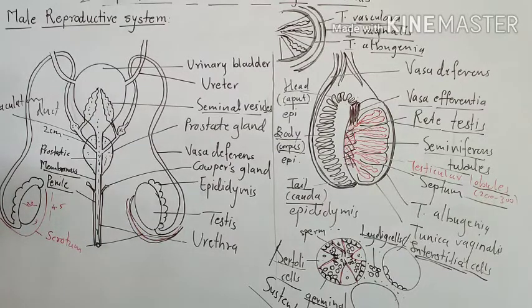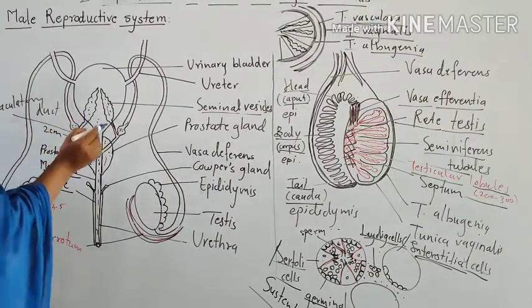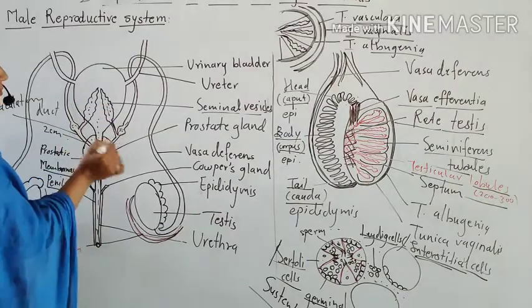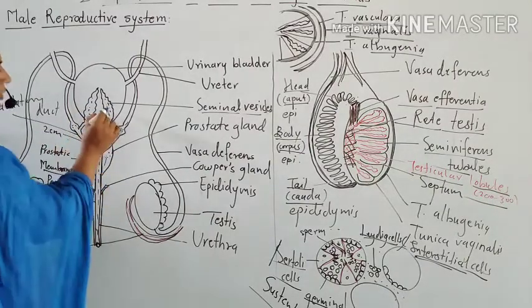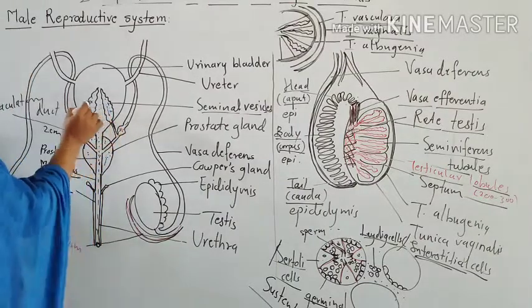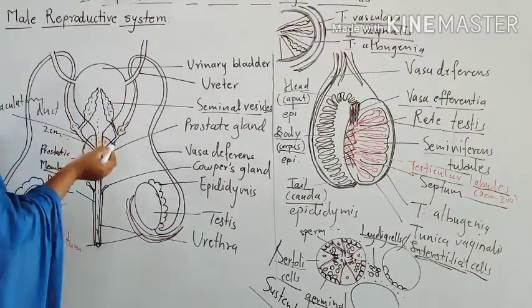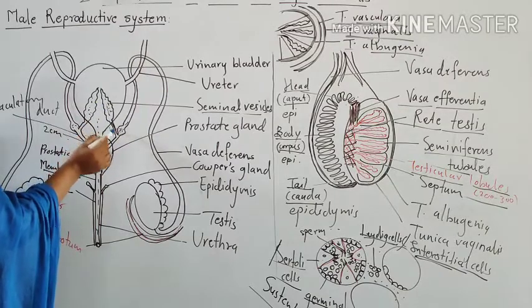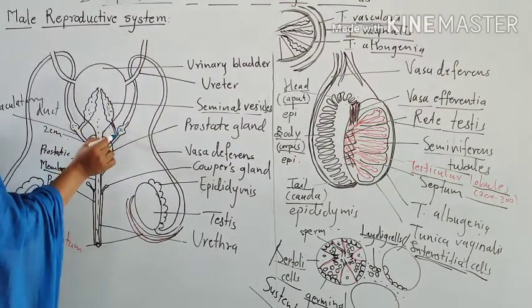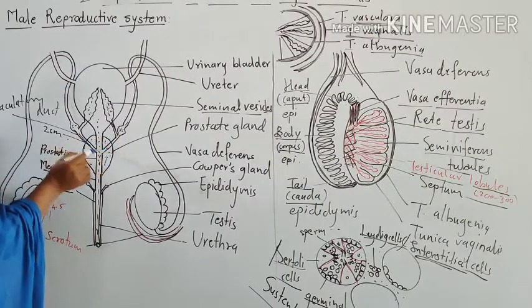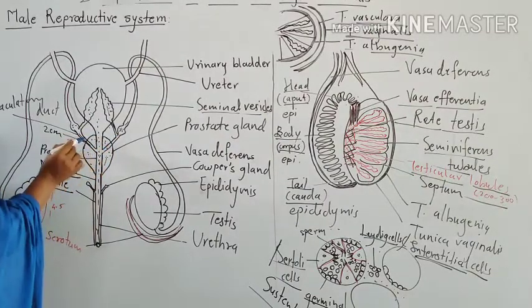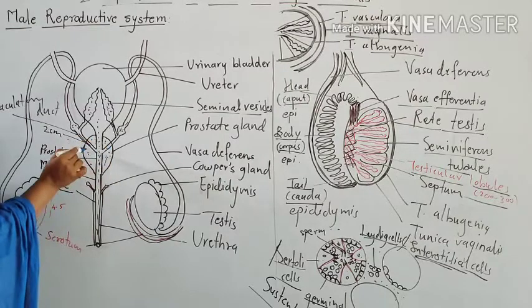These are the accessory ducts. What are the accessory glands? There are 3 types of accessory glands: the seminal vesicle, the prostate gland, and the third is the bulbourethral gland. This is the seminal vesicle, which is paired and lies below the urinary bladder. Its duct combines with the vasa deferens and forms the ejaculatory duct. This ejaculatory duct passes through the prostate gland.